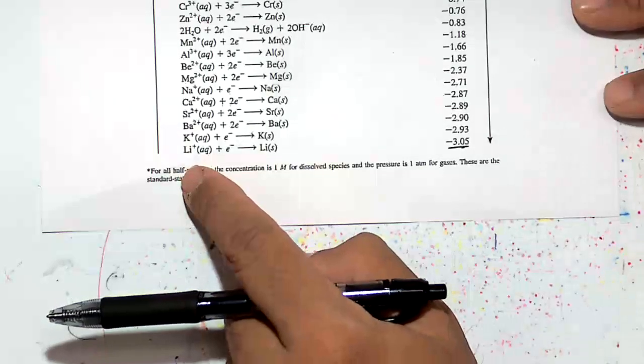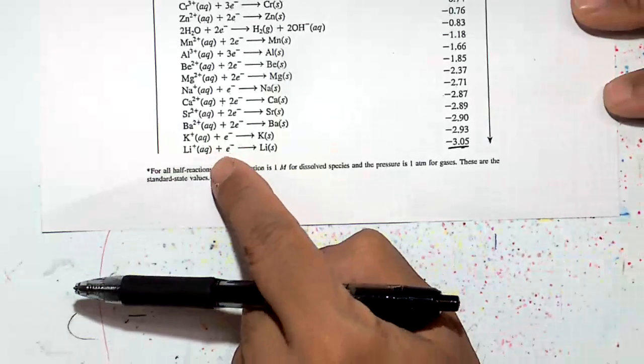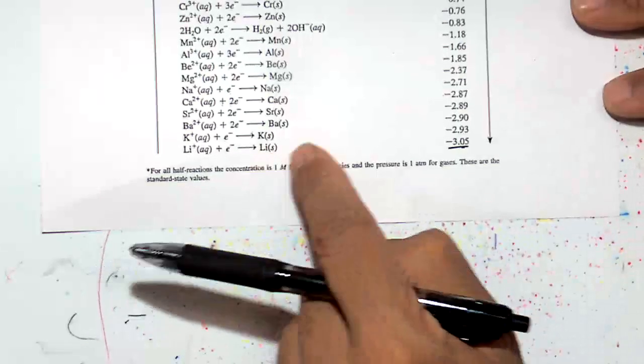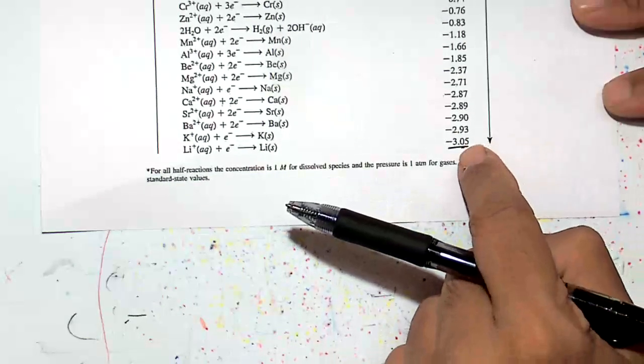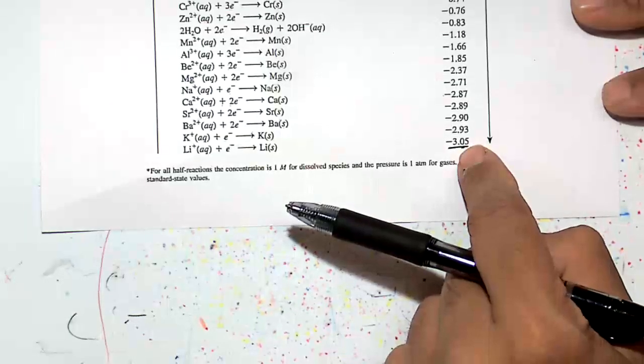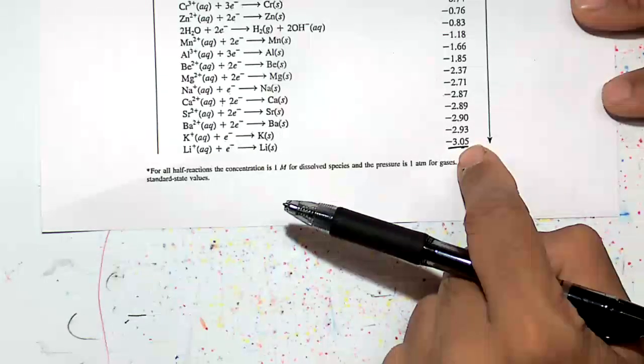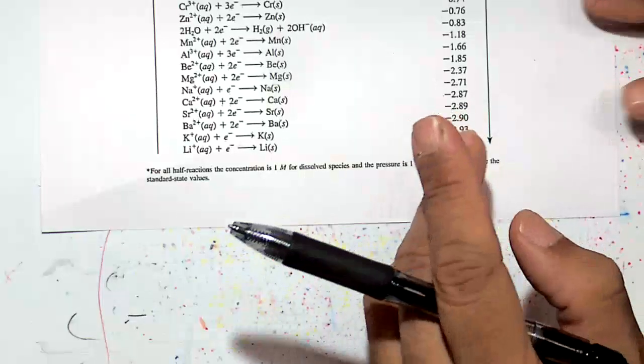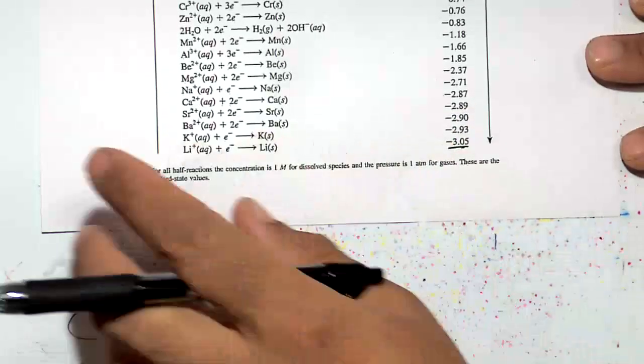Would this reaction like to happen? Lithium plus e minus goes to lithium. Would that like to happen if it gives you minus 3.05 volts? No. So this half reaction favors the reactants. This is just simple common sense.